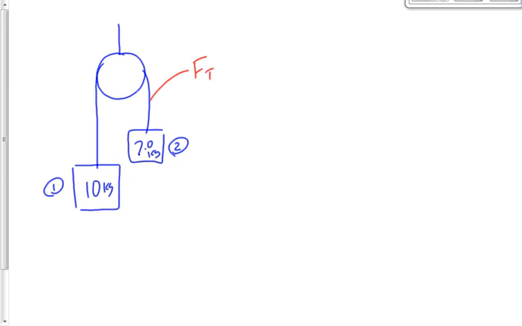I'm going to give you about 5 minutes to see if you can figure out what that tension is, then we'll take a look at it as a class. Ready to take a look here, guys. What's the first thing we got to do if we want to find the tension in the rope that joins these two objects together?